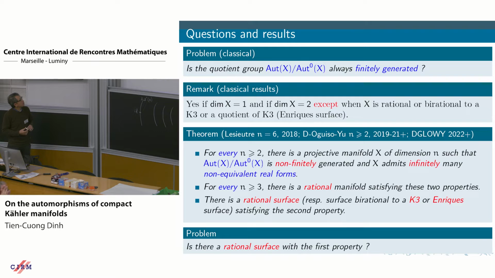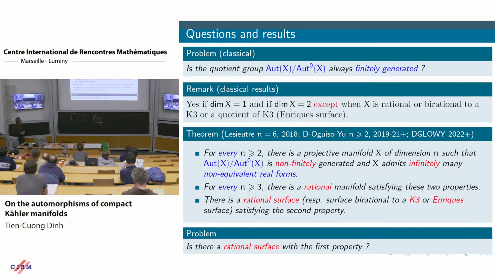So there are some examples such that you get infinitely many non-equivalent real forms. To prove this, we use particular automorphisms. This is the reason that there is some relation between the first statement and the second one. This is due to Jean-Pierre Serre and other people.